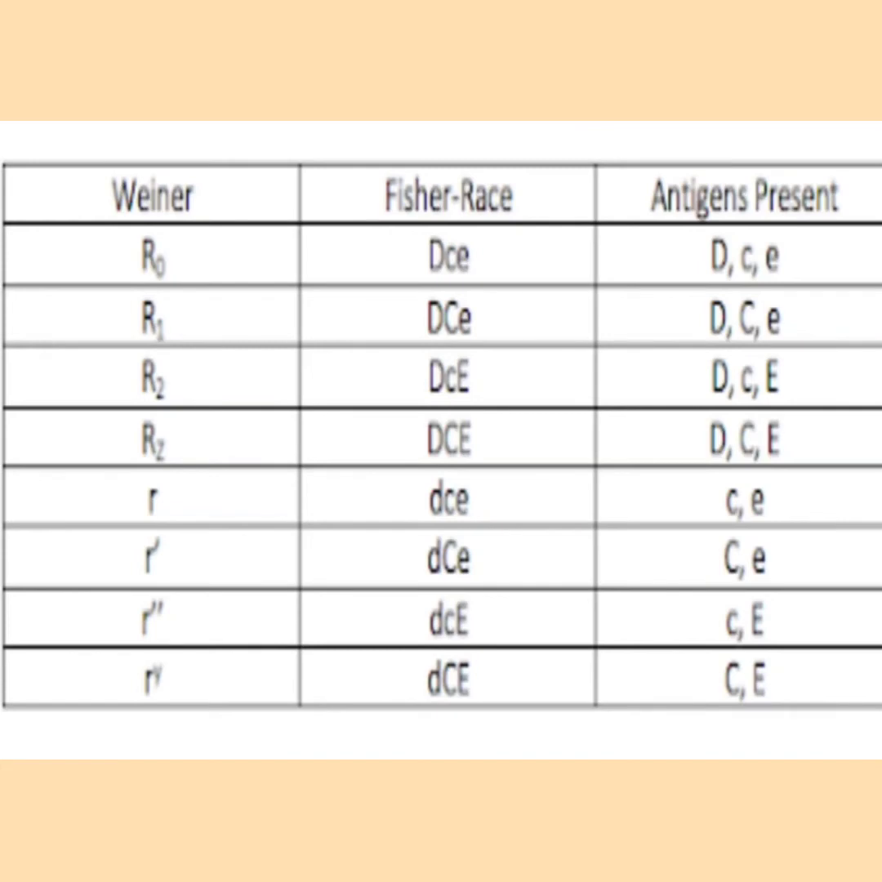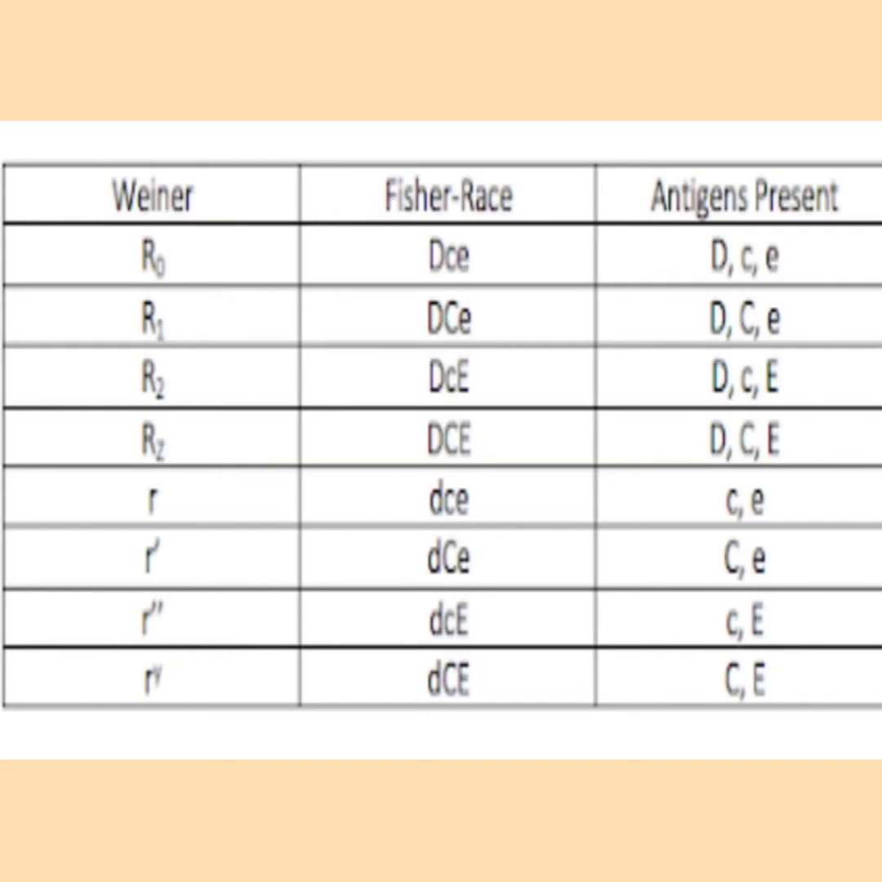R to the power of 1, capital C with small d and small e, and the antigens formed are capital C and small e. R to the power of 11: the small case d, c and the alphabet E is capital, and the antigens produced are small c and capital E. R to the power of Y, when we take according to the Fisher-Race, it is small d with capital C, capital E.